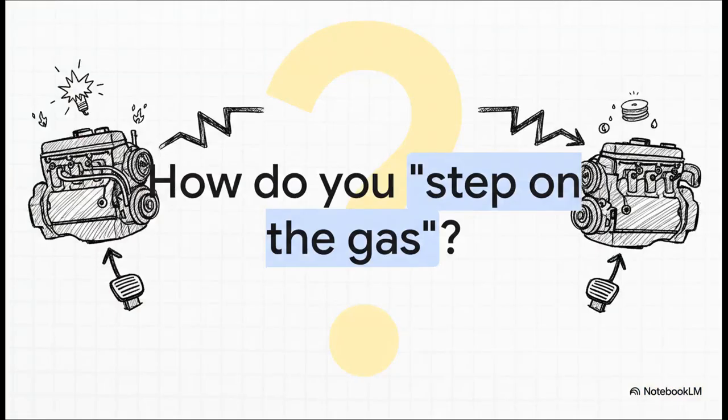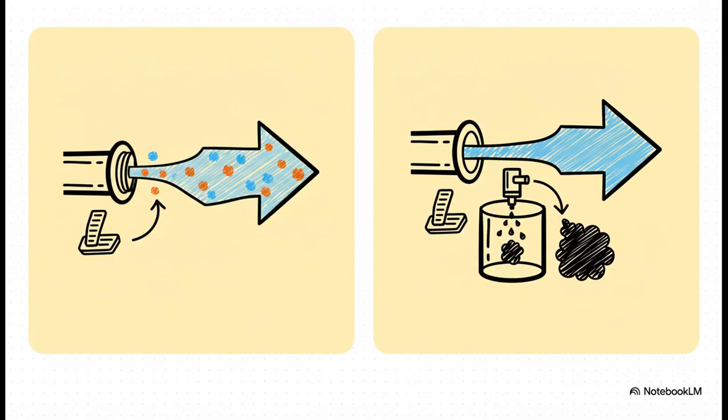So when you step on the gas, what are you actually controlling? Because as it turns out, it is completely different for these two types of engines. In a gasoline car, when you push the pedal, you're opening up a valve called a throttle.